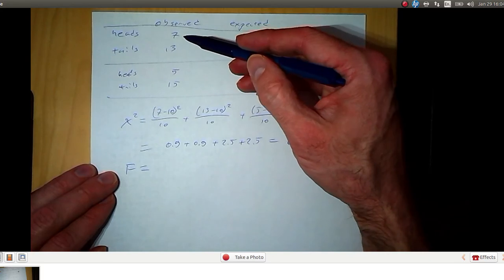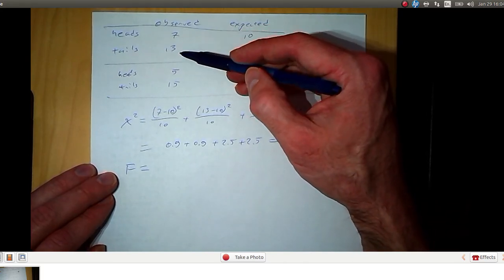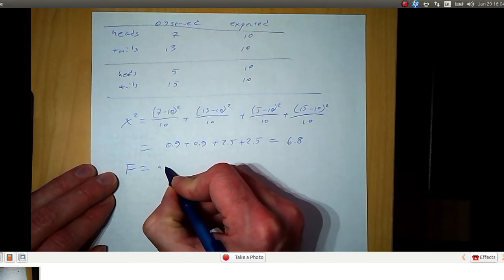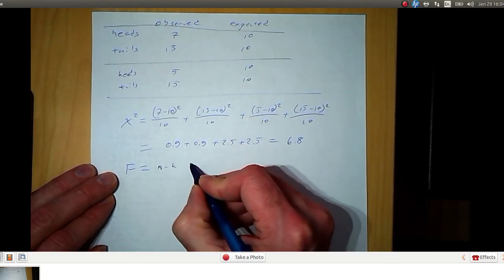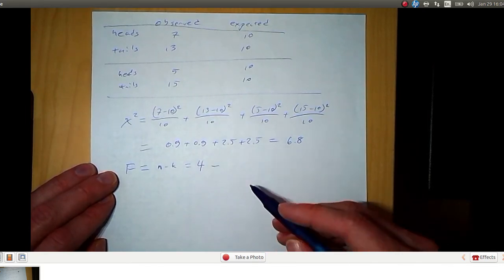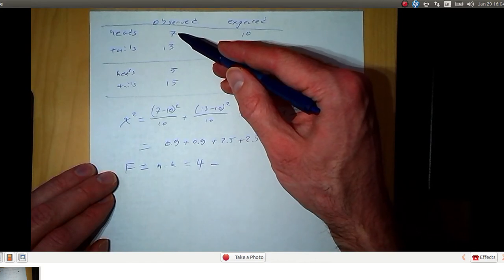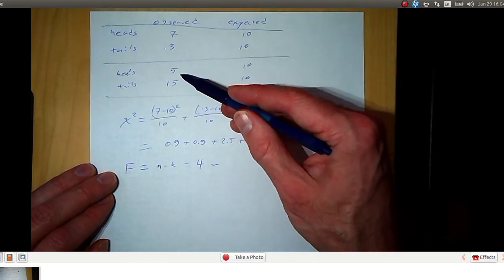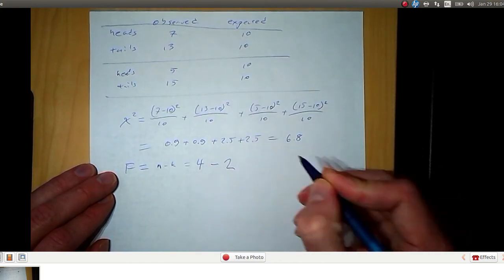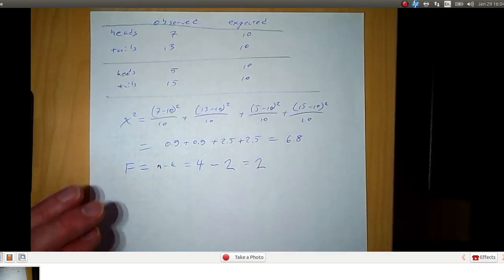All right, so we want to tally up the number of observations we had, categories, so that was 4. So it's n minus k. So n is 4, and then k is the number of constraints. So here we're saying that this and this is 20, and we're saying this and this is 20 also. So we have 2 constraints. So we have 2 degrees of freedom.